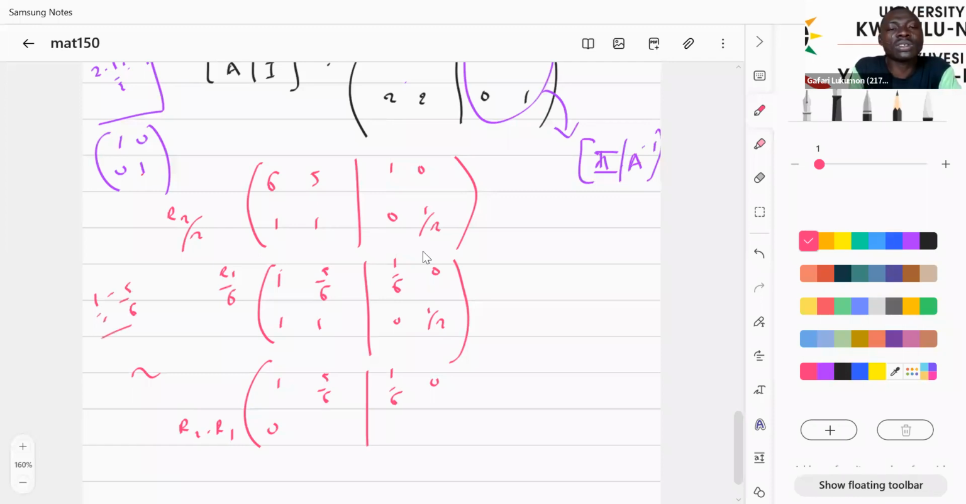So that will give me what? This is 6. So I think that is 1 over 6. 0 minus 1 over 6 will give you minus 1 over 6. Then half minus 0 will give you half. Then we are getting there.